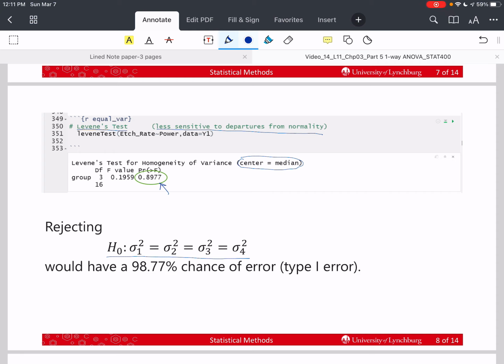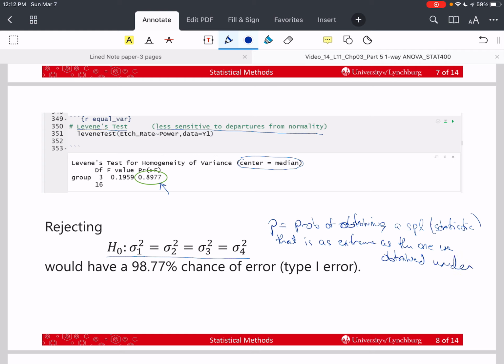So what this says is the p-value equals the probability of obtaining a sample statistic value that is as extreme as the one we obtained under H naught, or when H naught is true.